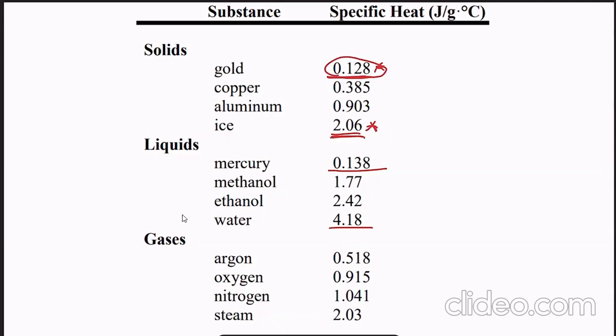Okay, so it takes that much heat to raise 1 gram of gold than 1 gram of ice by 1 degree Celsius. 1 gram of mercury compared to 1 gram of water, 1 degree, right?